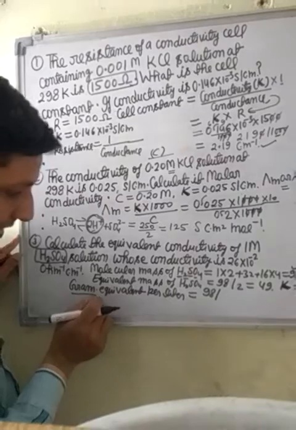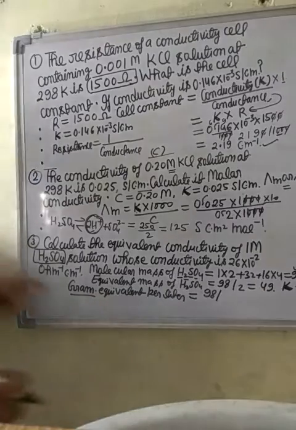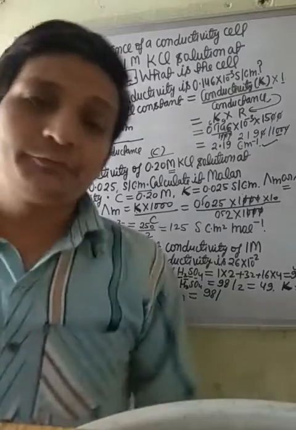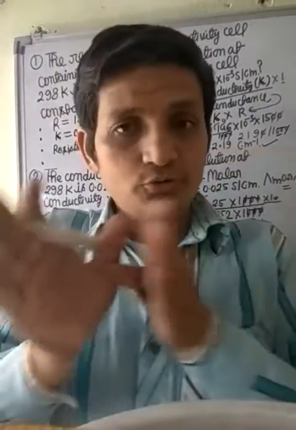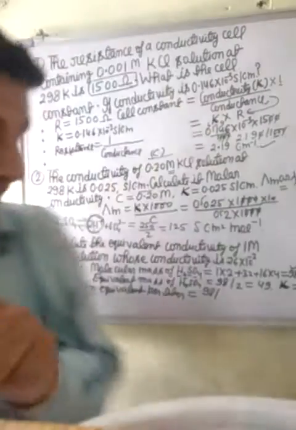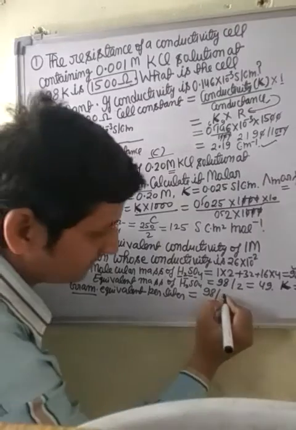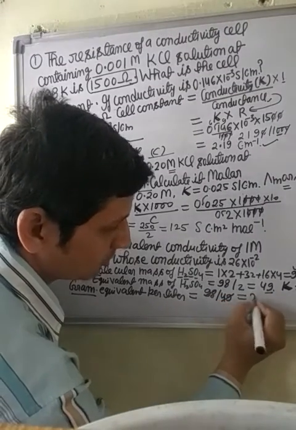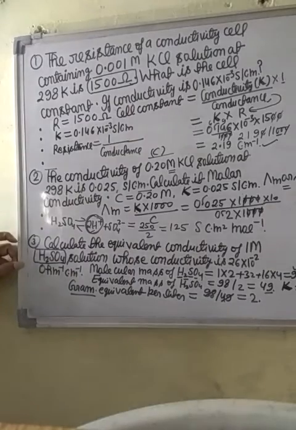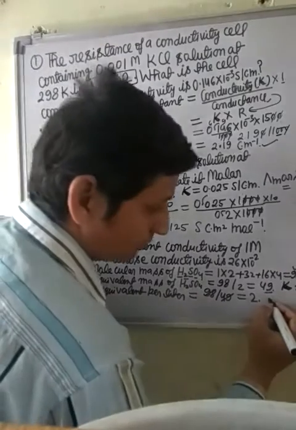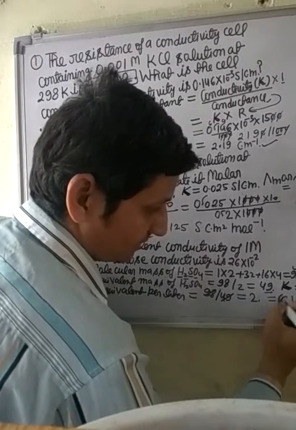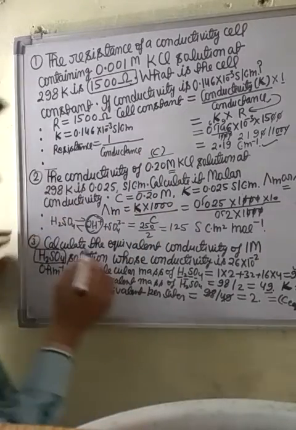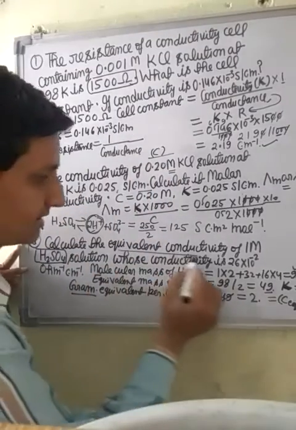So formula of gram equivalent per liter is molecular mass upon equivalent mass. We have to write molecular mass divided by its equivalent weight. So molecular mass 98 divided by equivalent weight, that is 49. When we solve it, then we get 2. Okay students, so this is also concentration, CEQ, equivalent concentration. In this question we have to find out equivalent conductivity.